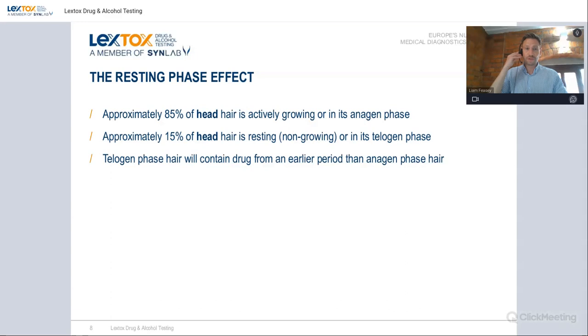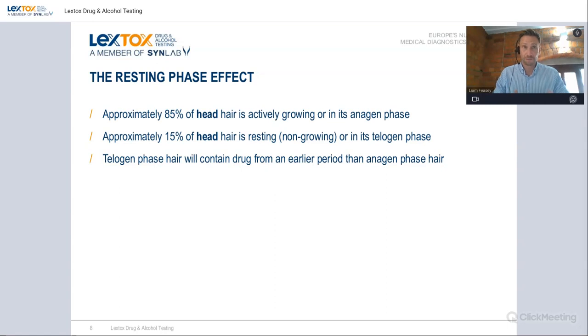So there's something called the resting phase, which you will need to be aware of, and this is mainly to do with the growth cycle of hair. Particularly in scalp hair, the majority of the hair, about 85%, is actively growing. So this is picking up recent drug use. But a small proportion is in this resting or non-growing phase.